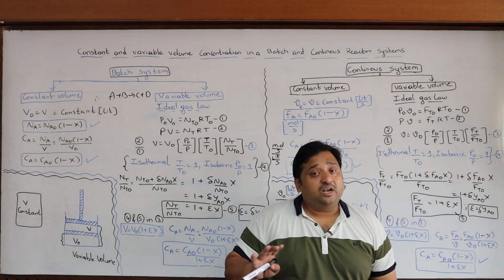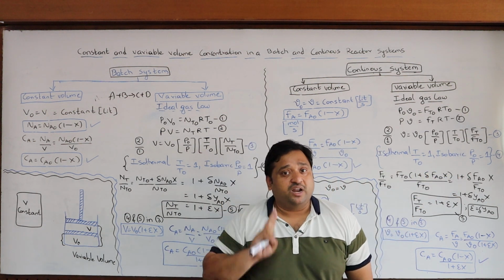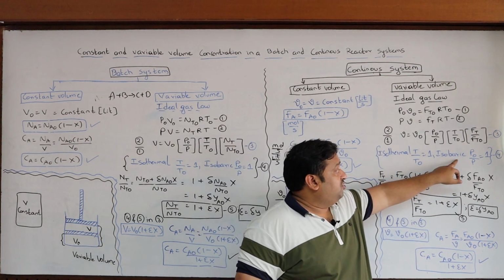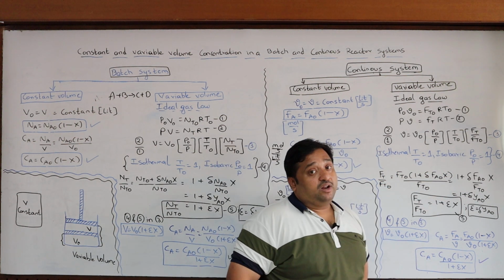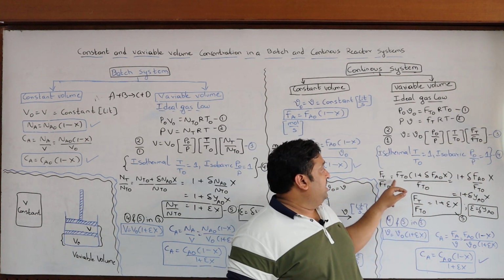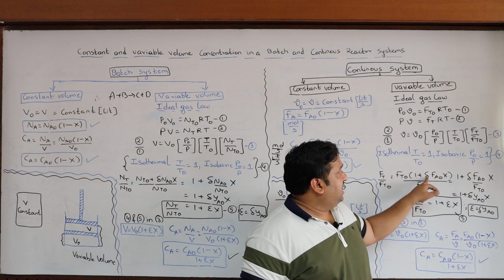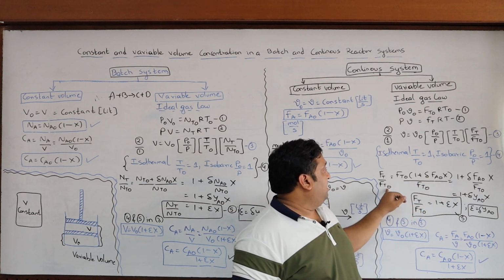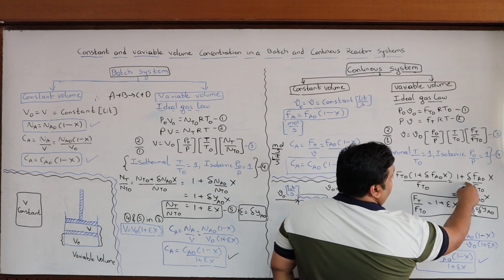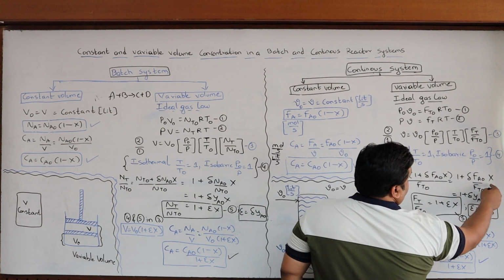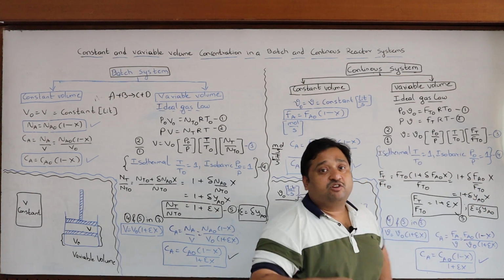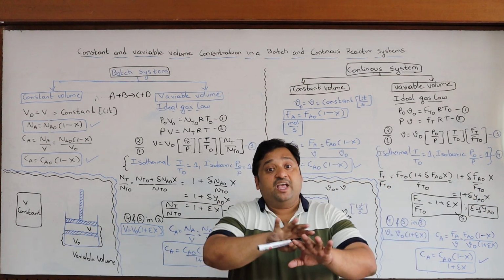Currently we are dealing with isothermal systems and isobaric systems. In isothermal systems, T by T0 equal to 1, and in isobaric systems, P0 by P equal to 1. Then what is Ft by Ft0? I know Ft equal to Ft0 into 1 plus delta into Fa0 into x. Once you simplify, you get 1 plus delta into Fa0 into x by Ft0. What is Fa0 by Ft0? It is the fraction of A in all.